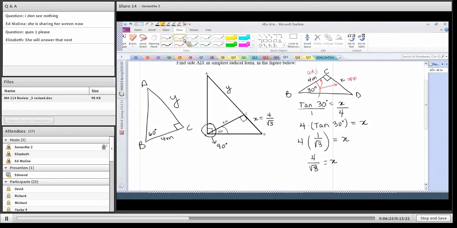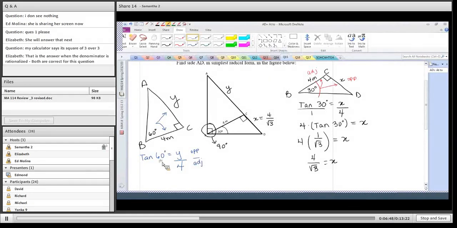So let's identify the sides here. We know opposite and we know adjacent. Same thing, tan. So we're going to use tan of 60 degrees is equal to y over 4. Opposite over adjacent.